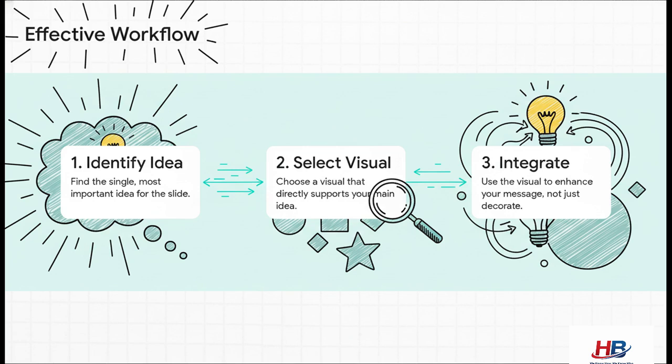First, for every single slide, ask yourself, what is the one main idea I need to get across? Second, pick a visual, an image, an icon, whatever, that directly supports that one idea. And finally, integrate it. Make it part of the message, not just something sitting awkwardly next to it.